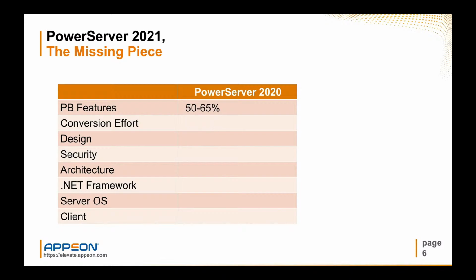First of all, PowerServer 2020 only supports about 50 to 65% of PowerBuilder features. So although it's a native application, it's kind of dumbed down compared to what a PowerBuilder client server app could do from a client-side functionality perspective. And as a result of so many unsupported features, a conversion typically takes many months of remediating unsupported features.